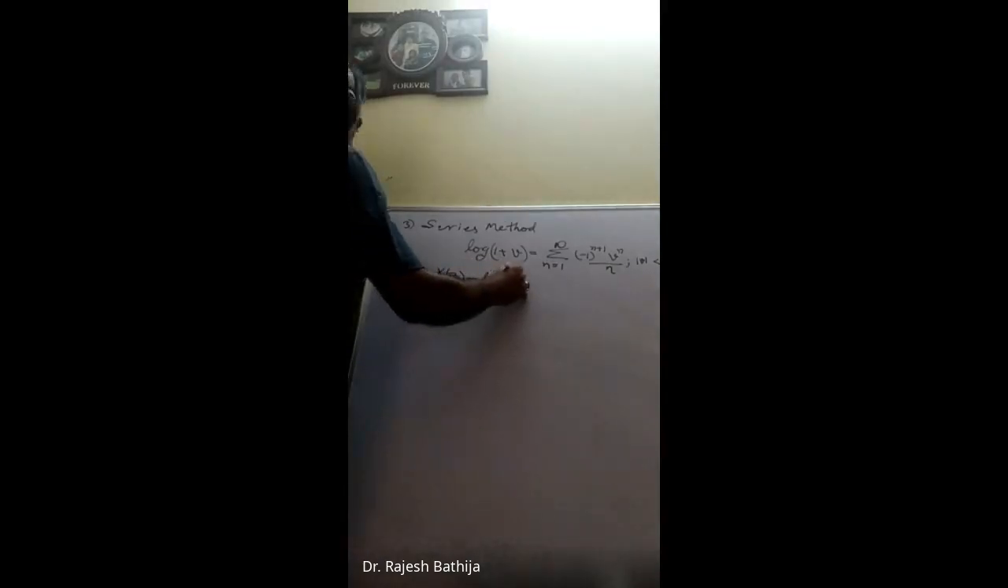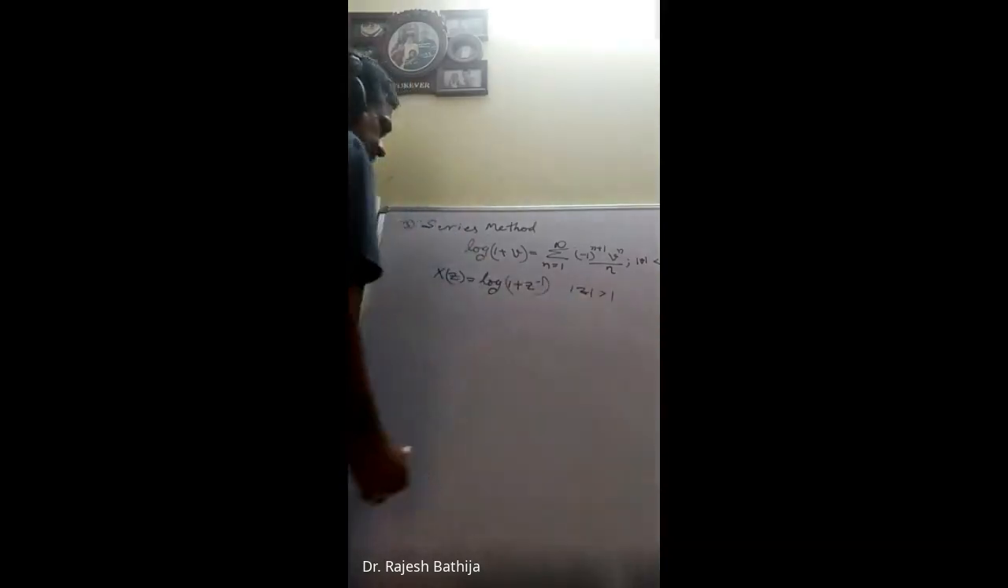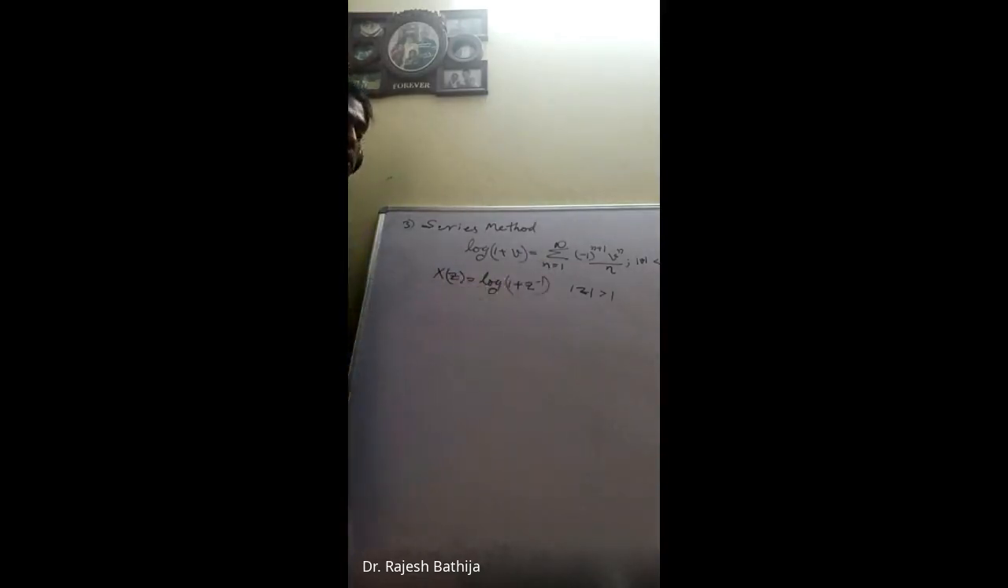Now, for this case, suppose we have X of z equal to log of 1 plus z inverse, with mod of z greater than 1. Can we apply the direct method, that is the power series approach? For that, we have to write the log expression, and that is difficult. We also cannot use the long division approach, because only a numerator polynomial is given and the denominator polynomial is 1 here. So we cannot use that method either. So this is the third method we have to use.